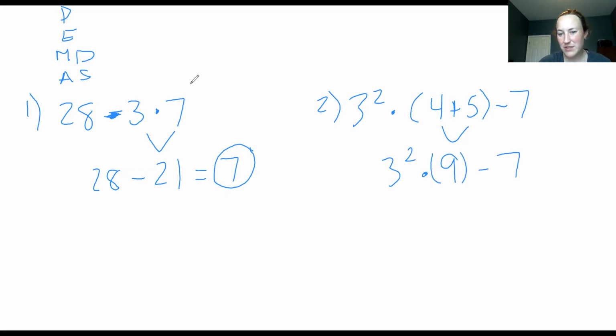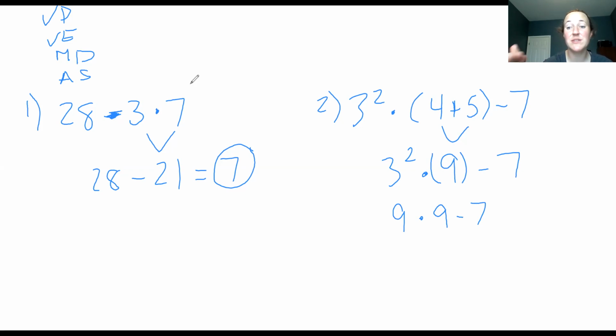Now, I still have parentheses here, but there's no math to do inside it. It's just a 9. So I'm going to ignore those. So I did parentheses. Next, I've got exponents. Well, I have exponents. 3 squared is going to get me to 9. 3 times 3. So 9 times 9 minus 7.